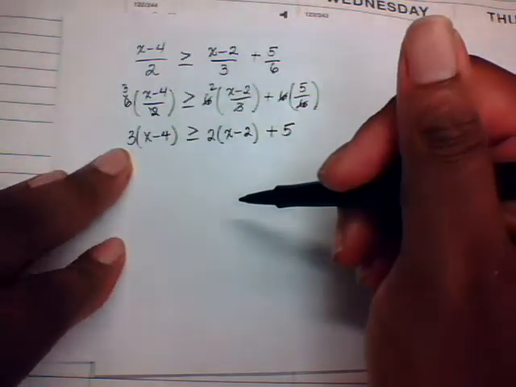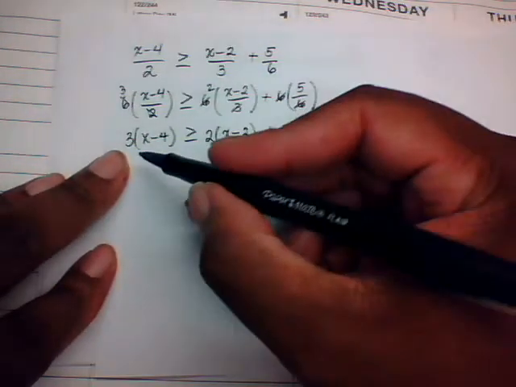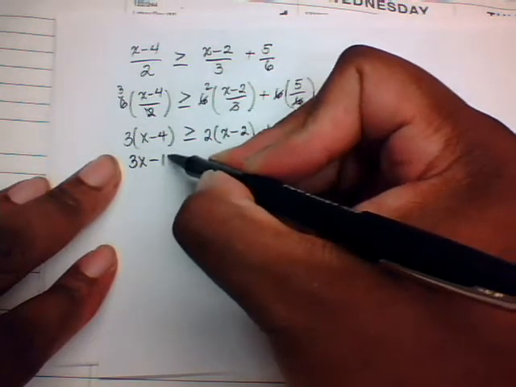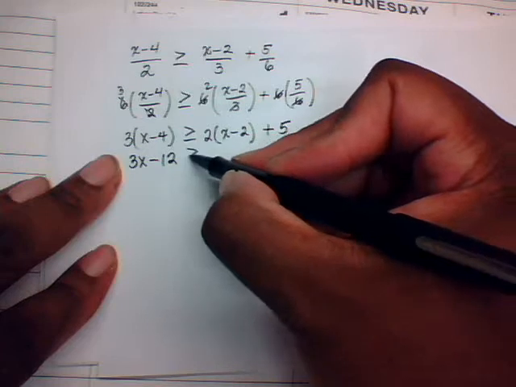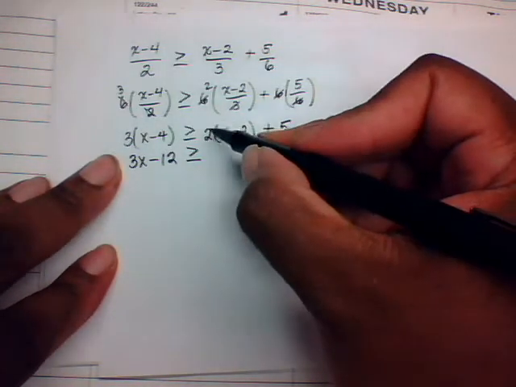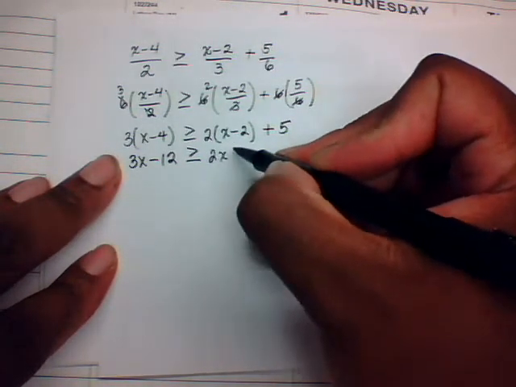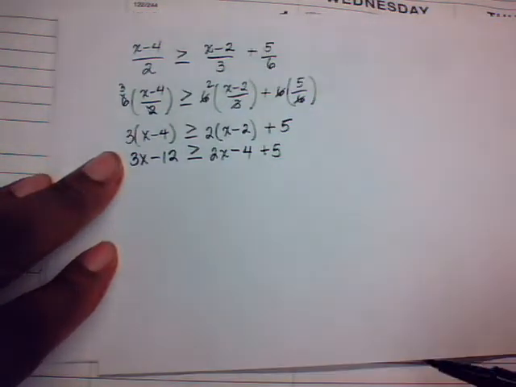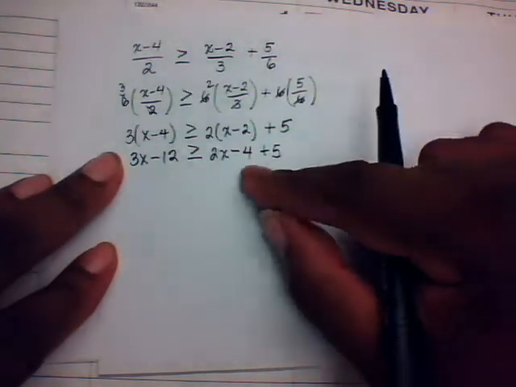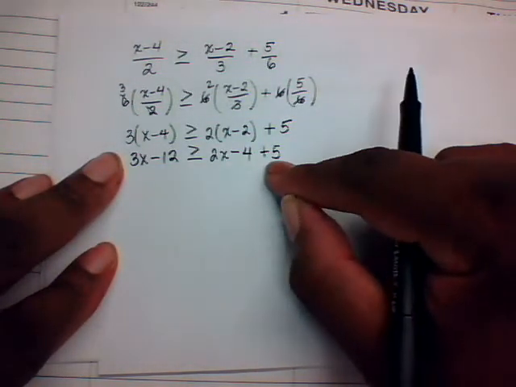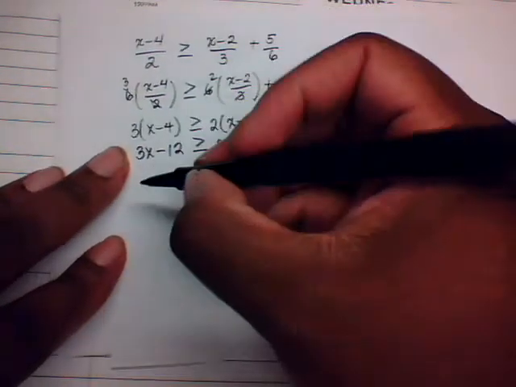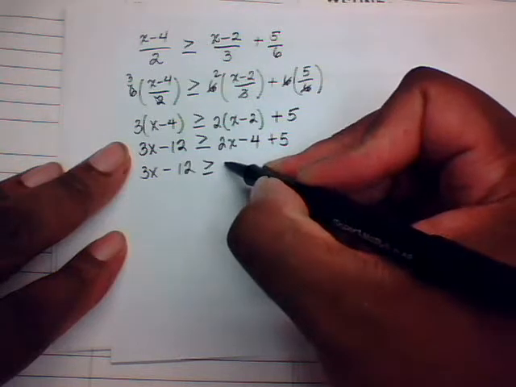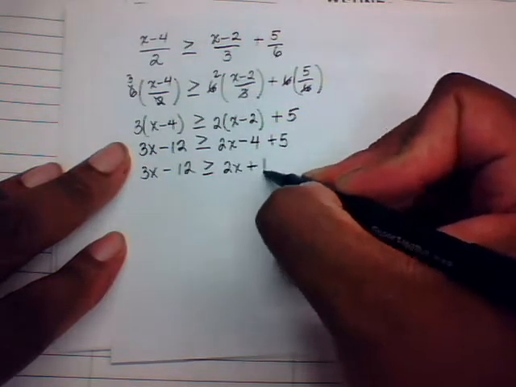Now let's remove the parentheses and combine like terms. On the left side, if I do 3 times x, that's going to give me 3x minus 3 times 4, that's 12, is greater than or equal to. Now 2 times x, that's 2x, minus 2 times 2, that's going to give me 4. Then bring down the plus 5. Now let's combine like terms on this side right here. Negative 4 plus 5, that's going to give me a plus 1. So now you'll have 3x minus 12 is greater than or equal to 2x plus 1.